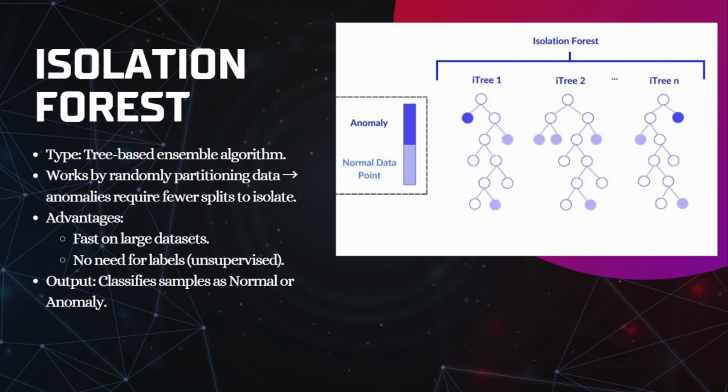So let's understand what isolation forest is. Isolation forest is basically an unsupervised machine learning algorithm. The idea is simple. Anomalies are rare and different from normal points, so they are easier to isolate. It randomly splits features to build trees. Normal points usually need more splits to isolate, while anomalies can be separated in fewer splits. The advantages of isolation forest are that it is fast and efficient on large datasets, and it does not require labeled data. In this project, isolation forest outputs whether each record is normal or anomaly.